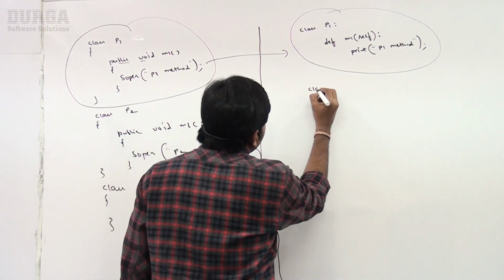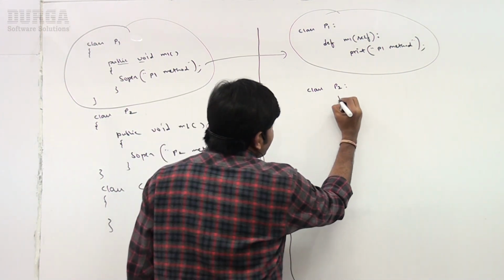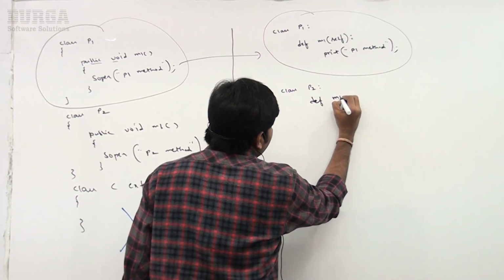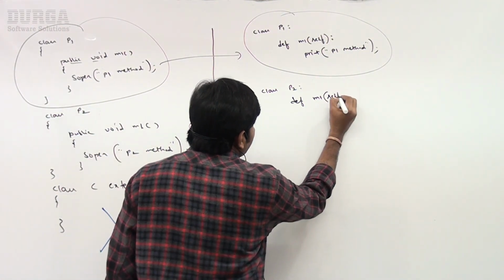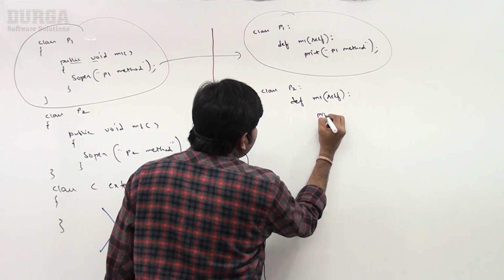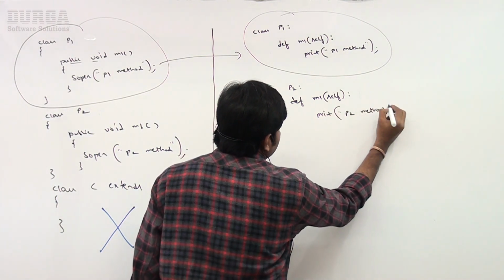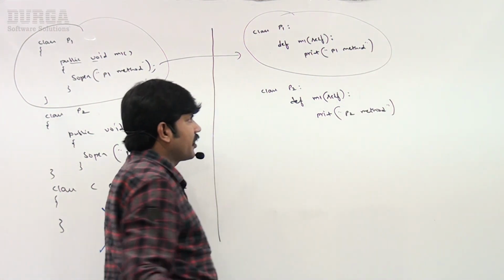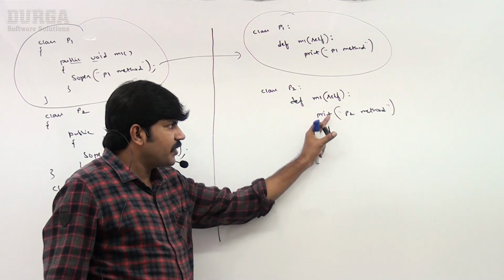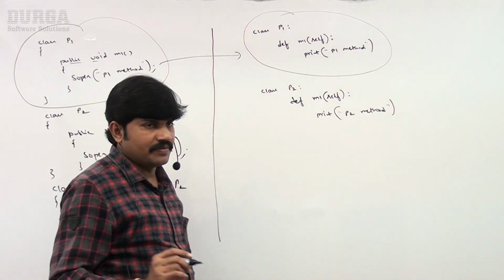Similarly, class P2: def m1 method, the same m1 method, of course, of self, and print P2 method, like this. Yes, the second class is also completed. Here the semicolon story is also not required. Class P2 contains the m1 method, like P1 contains m1, P2 also contains m1.